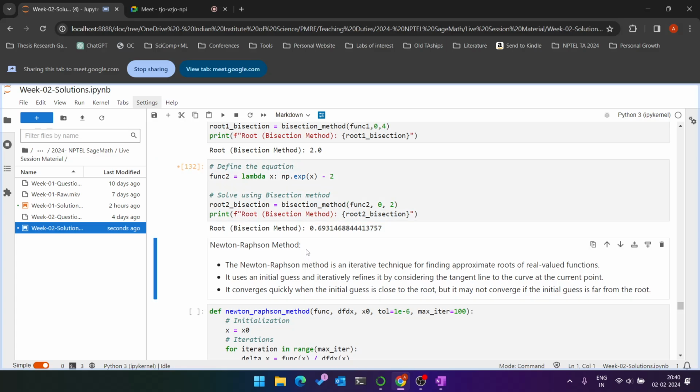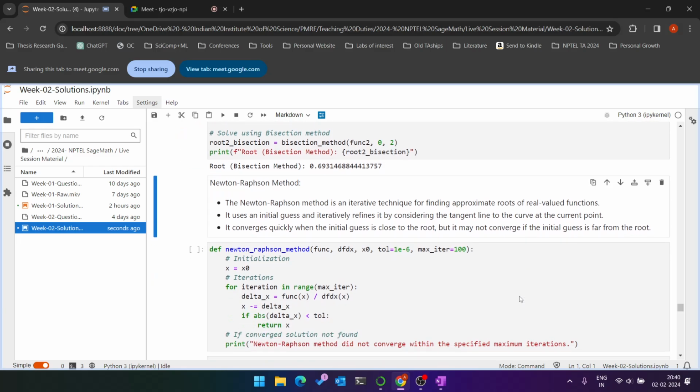The other method that we looked at for finding a root was the Newton-Raphson method, which is an iterative method. It uses an initial guess, creates a tangent line from the initial guess to the curve, and then from that tangent line estimates where the root is, which gives the next guess. And it keeps on doing this. This works especially well if the initial guess is close to the root, but it may not if the initial guess is far.